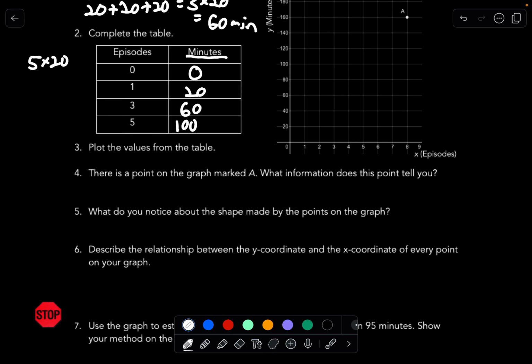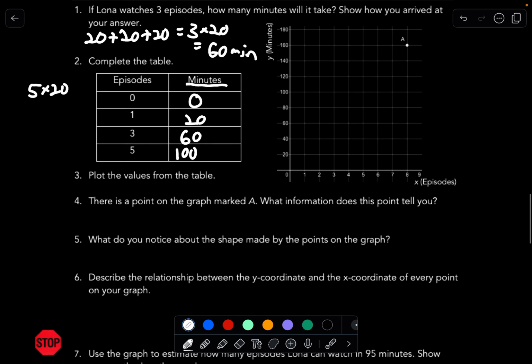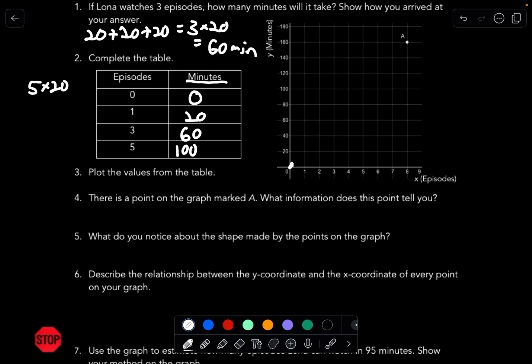Welcome back. So the first thing is plot the values on the table. So 0, 0 means you put a dot at 0, 0. X is the number of episodes, and Y is the number of minutes. We're plotting ordered pairs in the form of X, comma, Y. In this case, it would be episodes, comma, minutes.